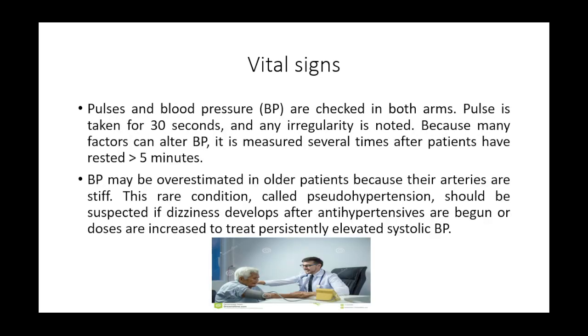Pulse and blood pressure are checked in both arms. Pulse is taken for 30 seconds and any irregularity is noted. Because many factors can alter blood pressure, it is measured several times after patients have rested more than 5 minutes. Blood pressure may be overestimated in older patients because their arteries are stiff. This rare condition, called pseudohypertension, should be suspected if dizziness develops after antihypertensives are begun or doses are increased to treat persistently elevated systolic blood pressure.